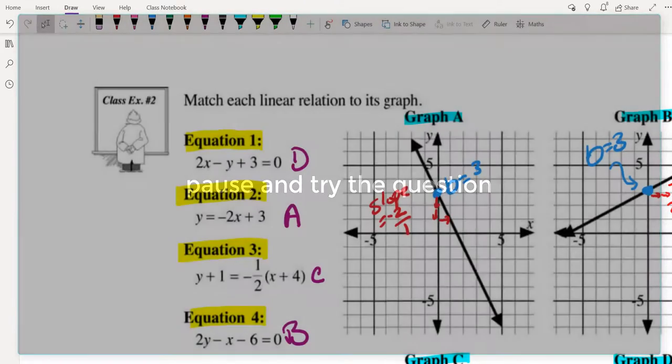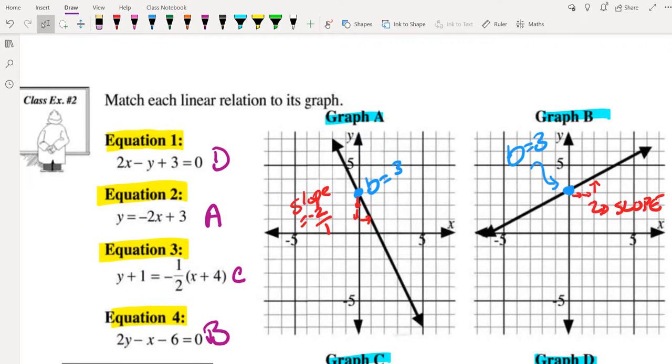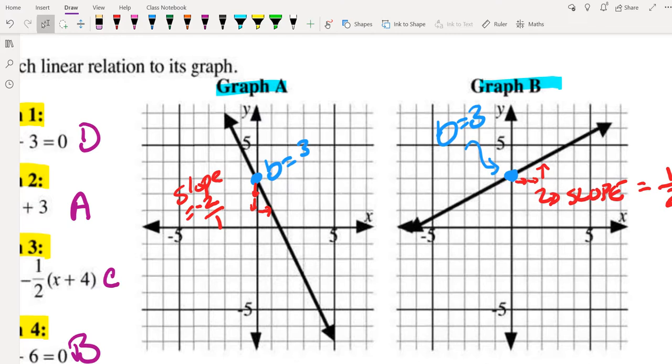So hopefully you came up with equation 1 matches up with the D graph, equation 2 matches up with A graph, equation 3 matches up with C, equation 4 matches up with B. If you didn't get these, how was it done? Well, I'll zoom over to each one. For each of the graphs, I found the slope and the y-intercept. So I had a characteristic there that can match up with the equation of the line.